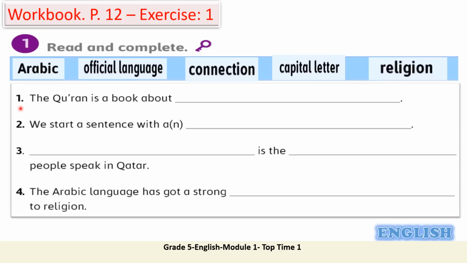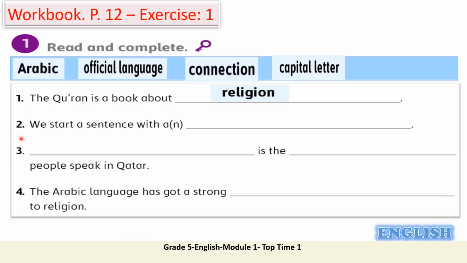Number 1. The Quran is a book about. What do you think the Quran is about? Of course, it is about religion. Now pause the video and complete the sentences with these words. I will show you the answers.